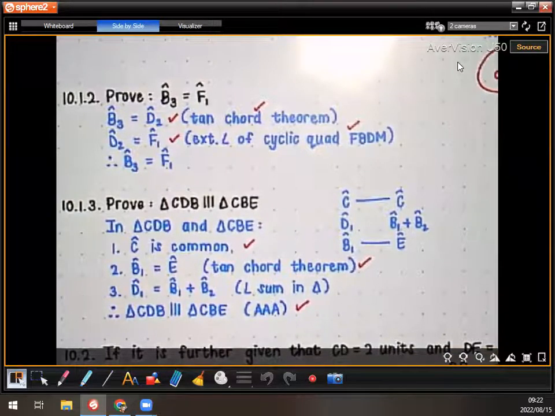Just in ordering the D1 plus D2. What about the D then 1 plus 2? That's actually wrong. Yeah, it's wrong. Yes, yes. Yeah.